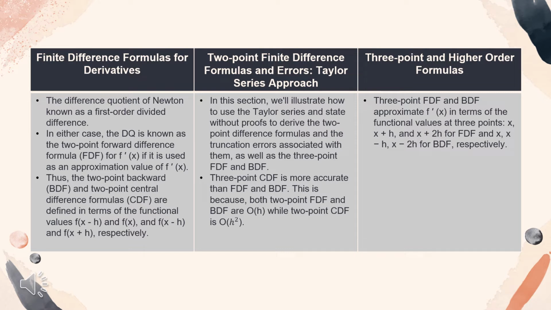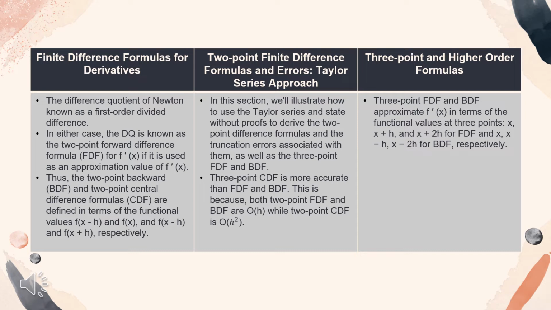Two-point FDF and BDF versus three-point CDF. Two-point FDF and BDF are O(h). They are first-order approximations. Three-point CDF is O(h²). This is a second-order approximation. Three-point CDF is more accurate than FDF and BDF. This is because both two-point FDF and BDF are O(h), while the CDF is O(h²).